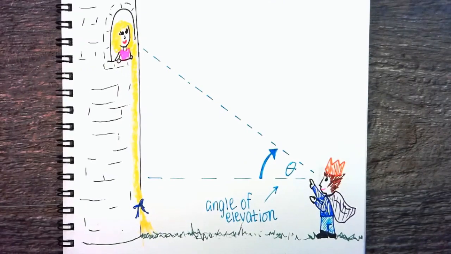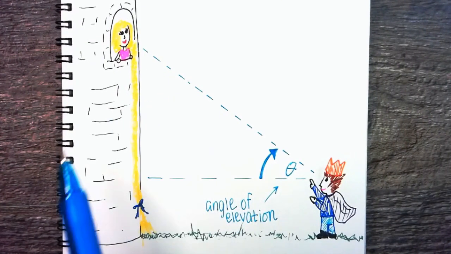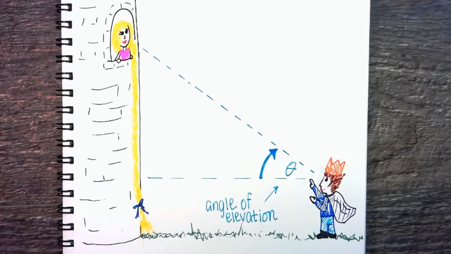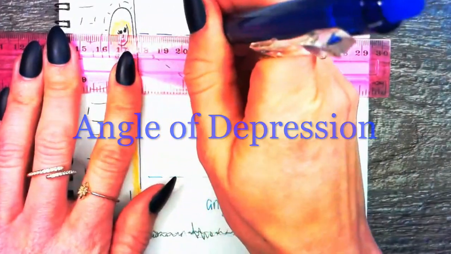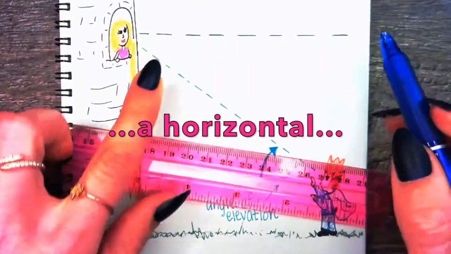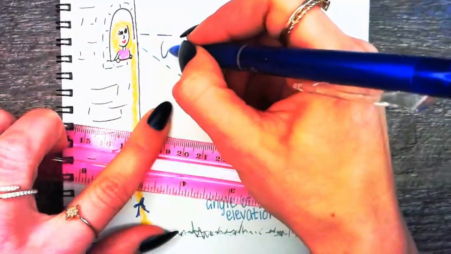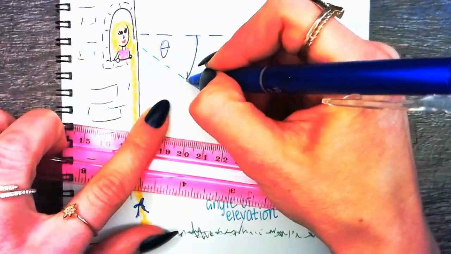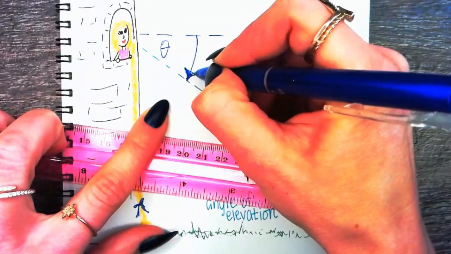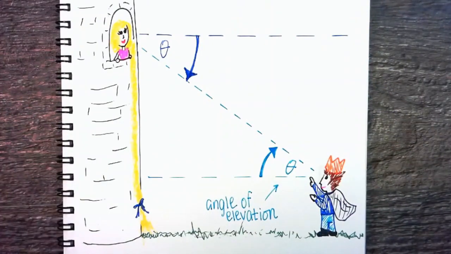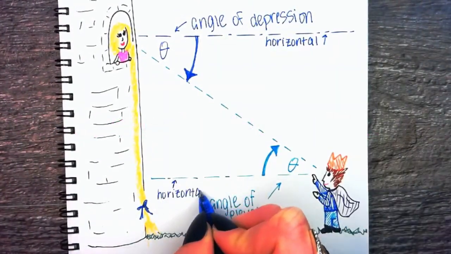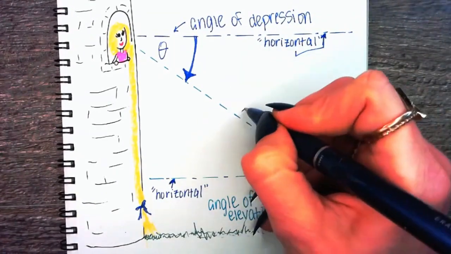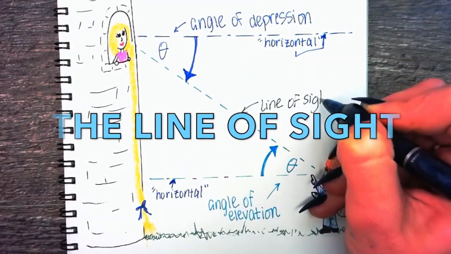Now, what about the angle of depression? A common misconception is that the angle of depression is over here, but that's not the case. The angle of depression is actually also between a horizontal and the line of sight. It is how much Rapunzel has to drop her chin so that her eyes can lock with the prince. This line is called the horizontal. That's it. We're going to call it that. This is the line of sight.